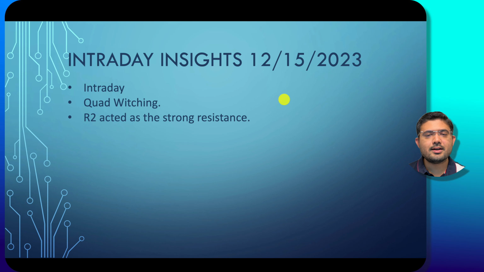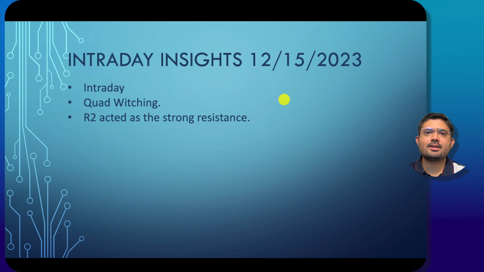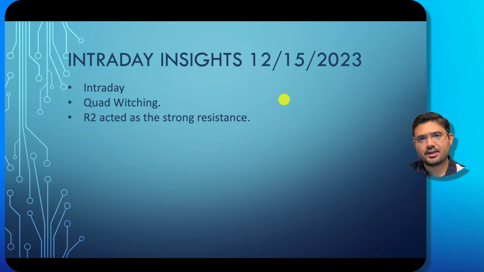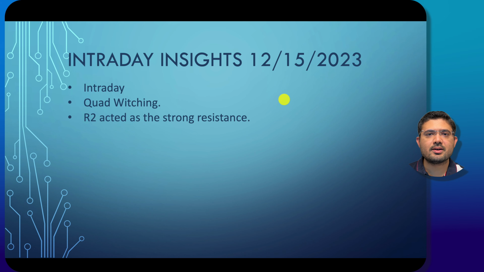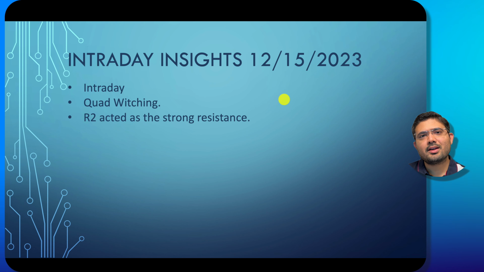So now let us jump right into the intraday analysis. In the intraday analysis, I wanted to discuss two important points. The first is that it was a quadruple witching day, quad witching. Now what does that mean? On Friday, there are 4 types of options, futures, and derivative instruments that expire. Why does the expiration of these derivative instruments matter, and why should we know about it?